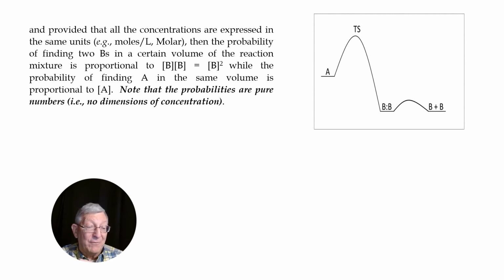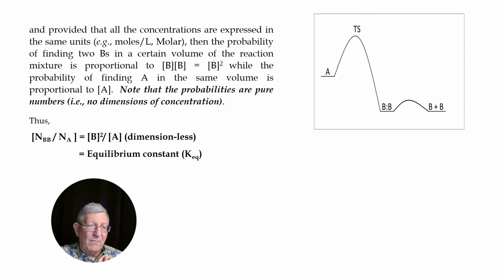And the reason that we don't worry about the units is because as long as everything is measured in the same unit, all we're really looking at is the probabilities, which are unitless. They're pure numbers. So that solves one of the classic questions that a smart first-year student will ask you about kinetics. But here we go. So this dimensionless ratio is equal to the equilibrium constant.